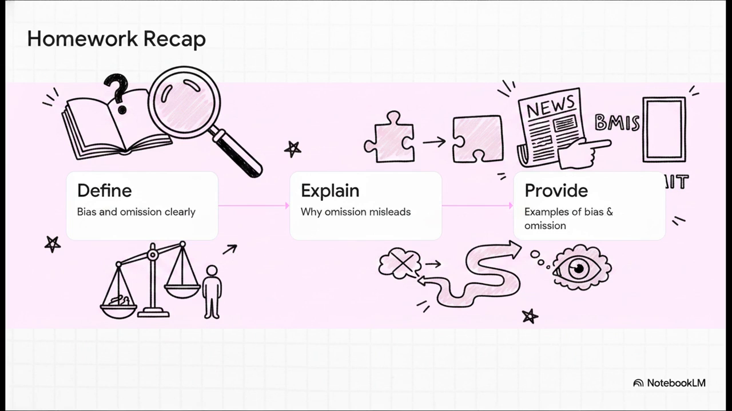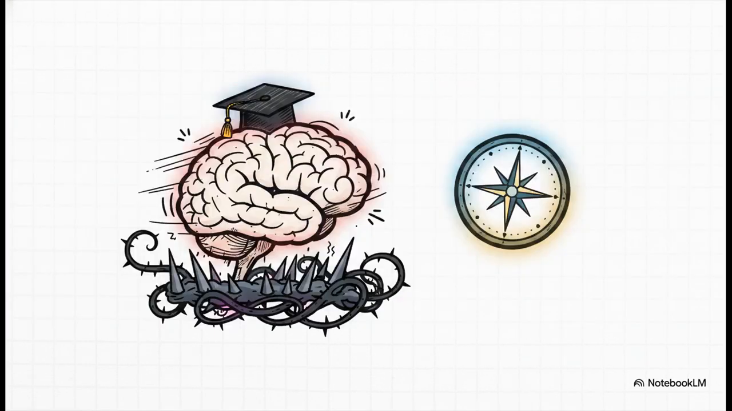I need you to do 3 things. 1. Define bias and omission clearly in your own words. 2. Explain exactly why omission misleads readers. And 3. Provide your own totally fresh examples of biased language and omitted news. Make sure you knock out these steps so every single one of you is fully equipped to be a brilliant truth detective on paper.